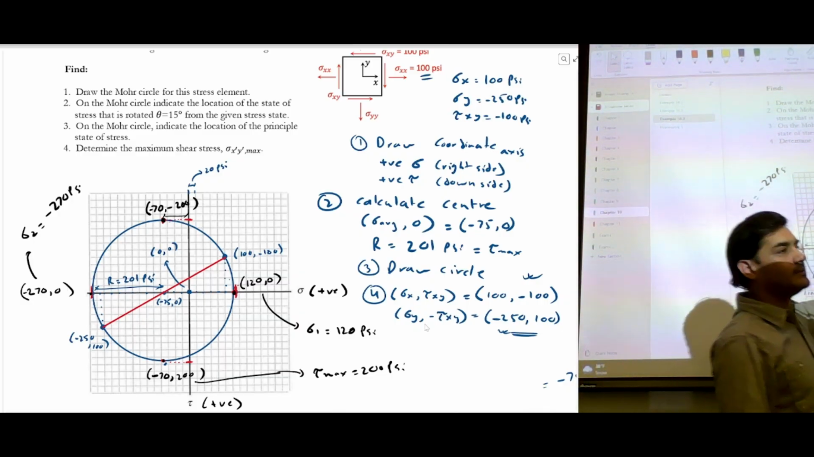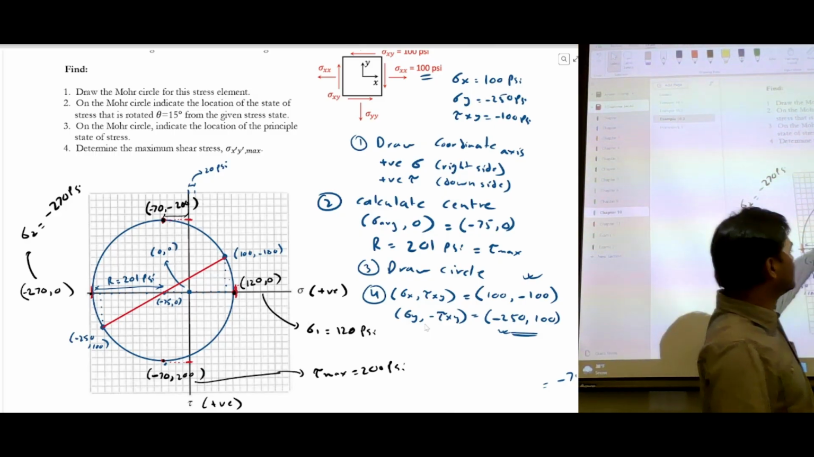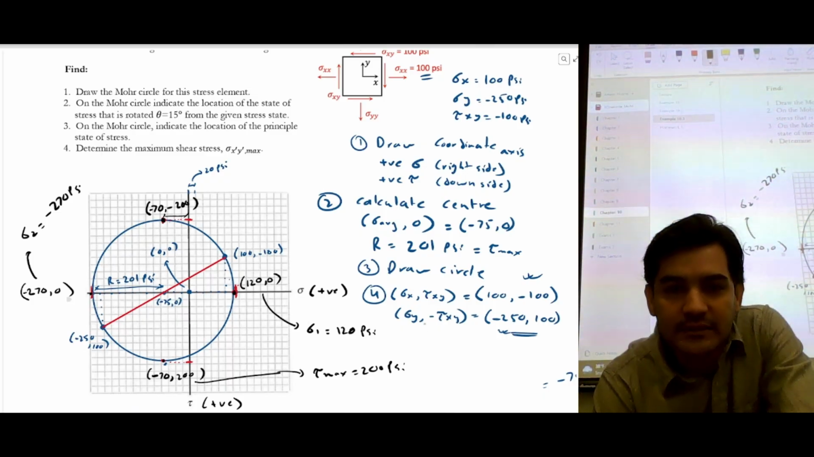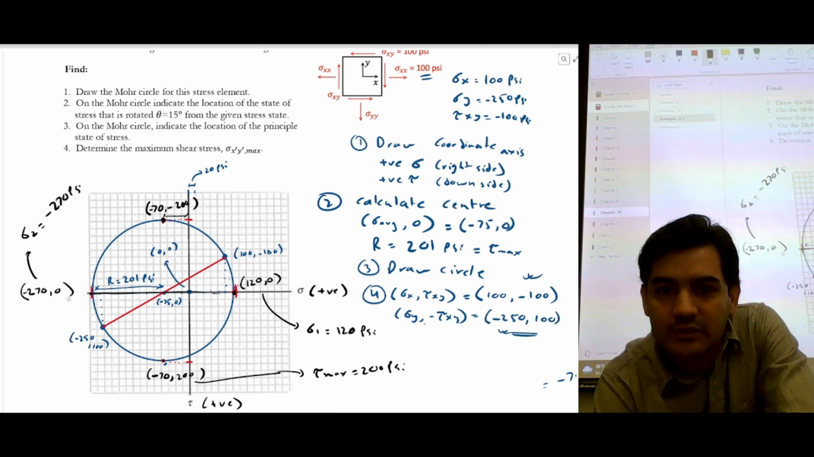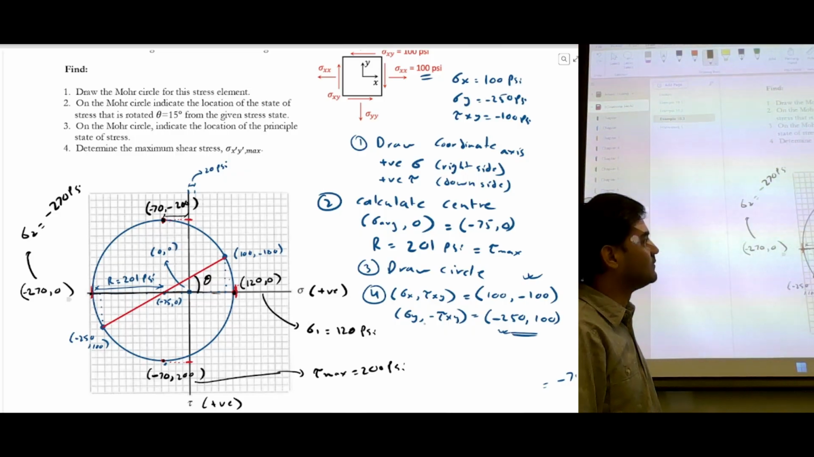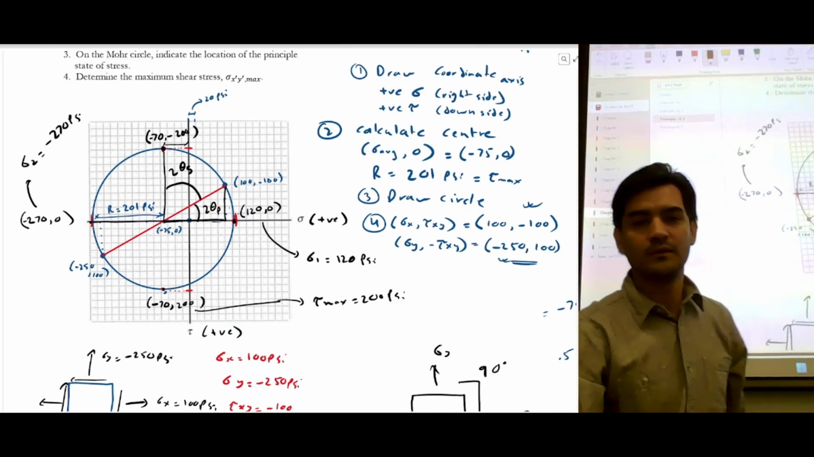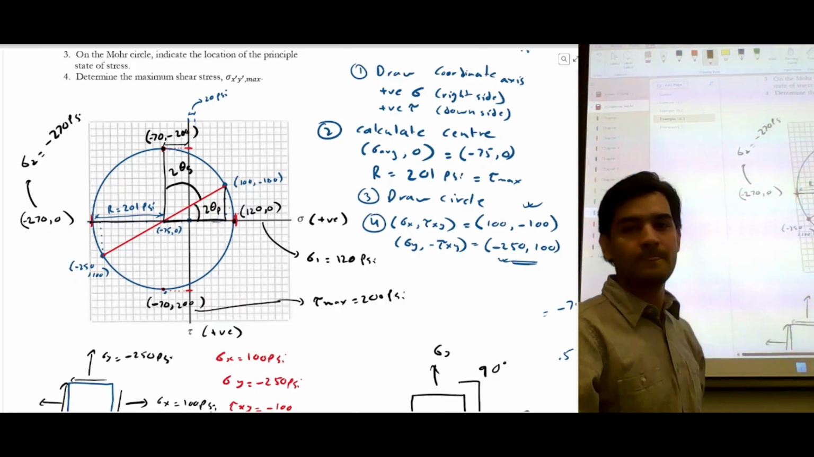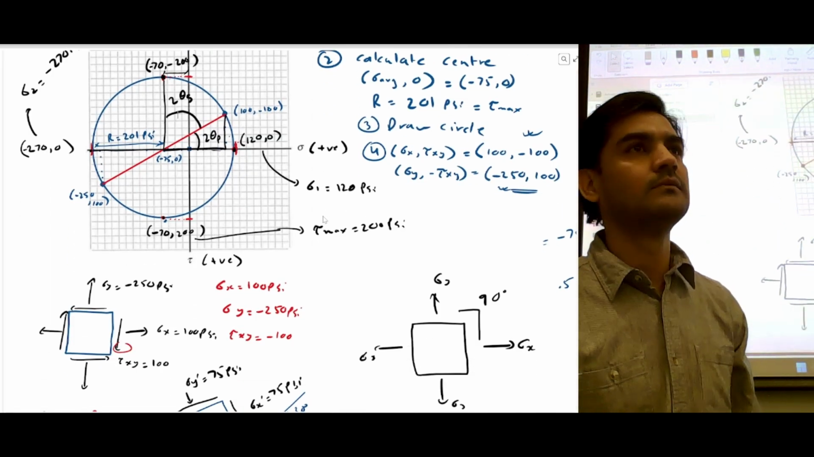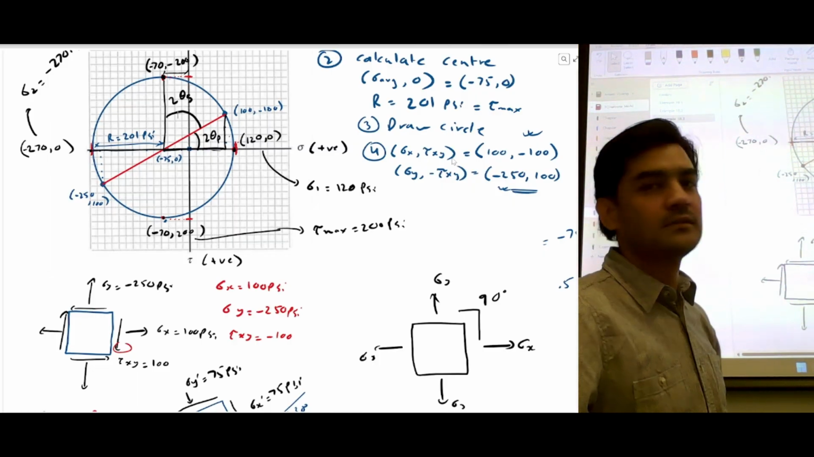Also, we can calculate the angle, right? So let's try to calculate the angle. We have this, and this is the maximum normal stress, right? This angle should give us the maximum normal stress, 2 theta p. So everyone got this 2 theta p?